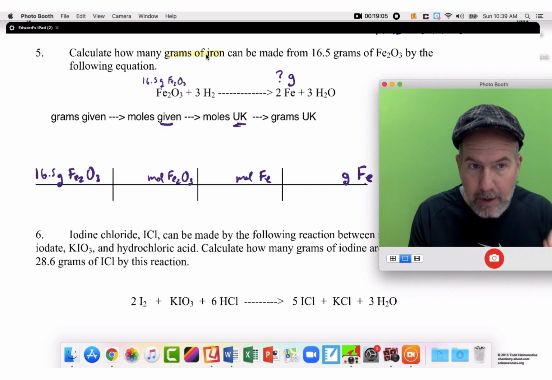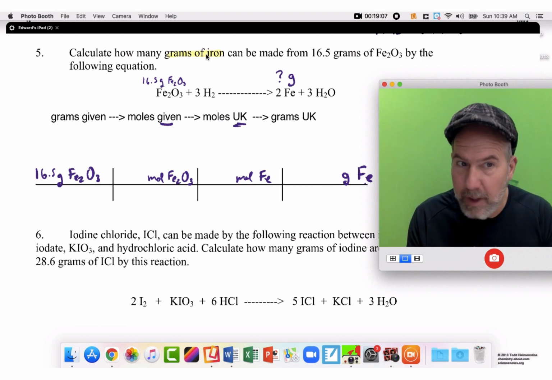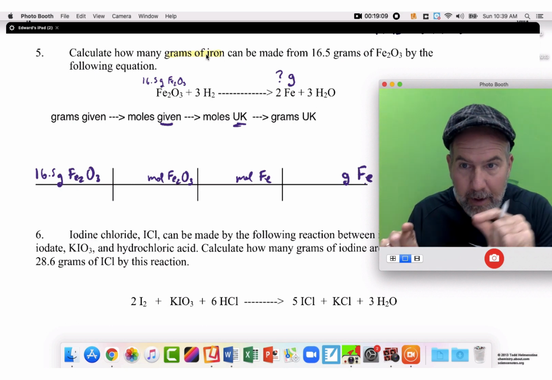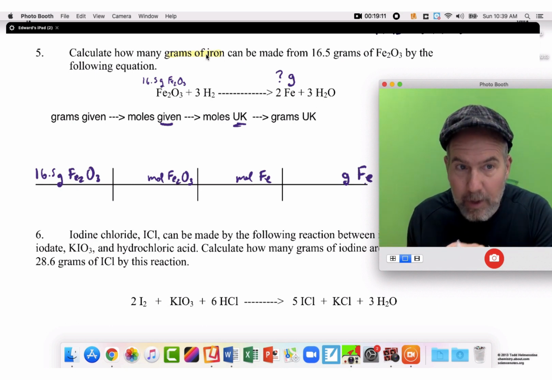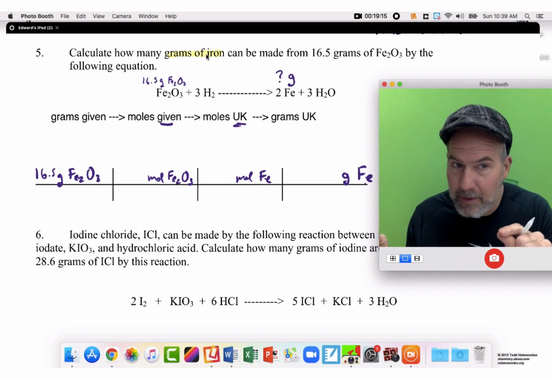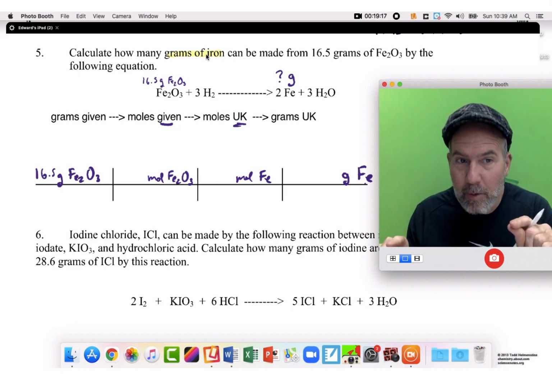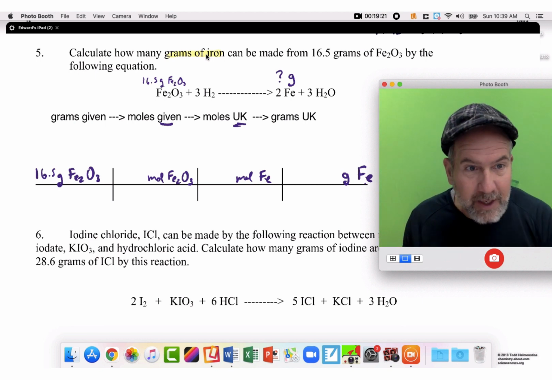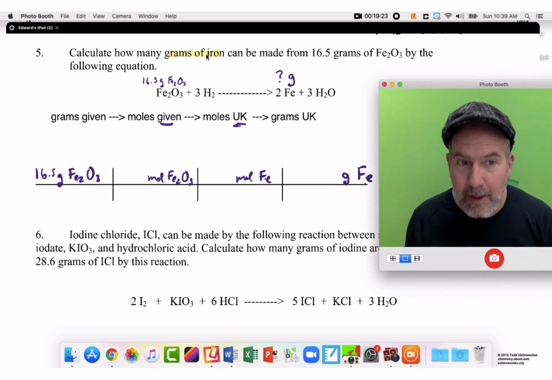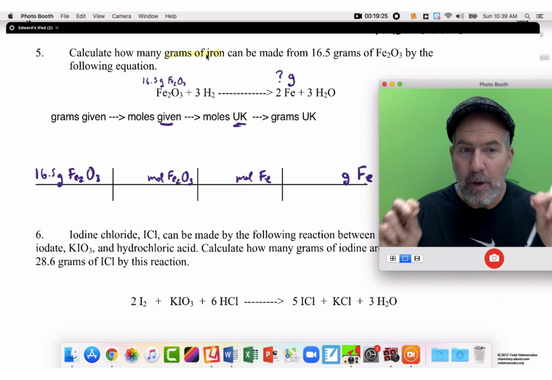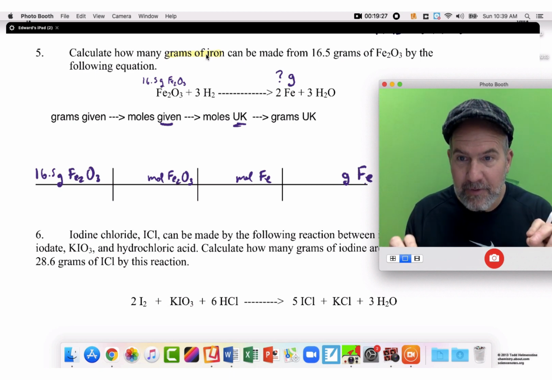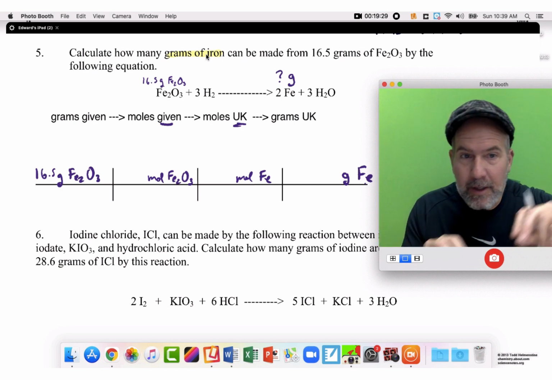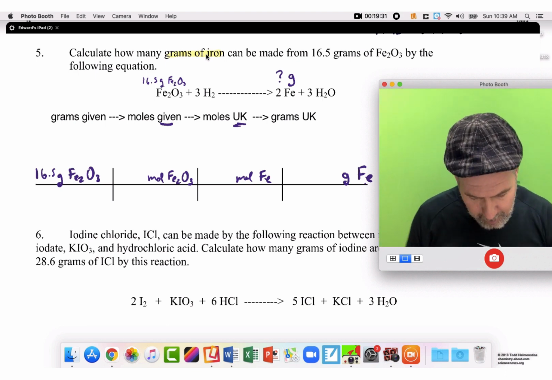Fe is our unknown. The only unknown. Fe2O3 is the only given. Don't use any other symbols in this problem. That's what we have given. That's what we're trying to find. Don't start mashing everything in there because you think you should. You can only do one thing at a time, and that's find this given to that unknown. All right, here we go.